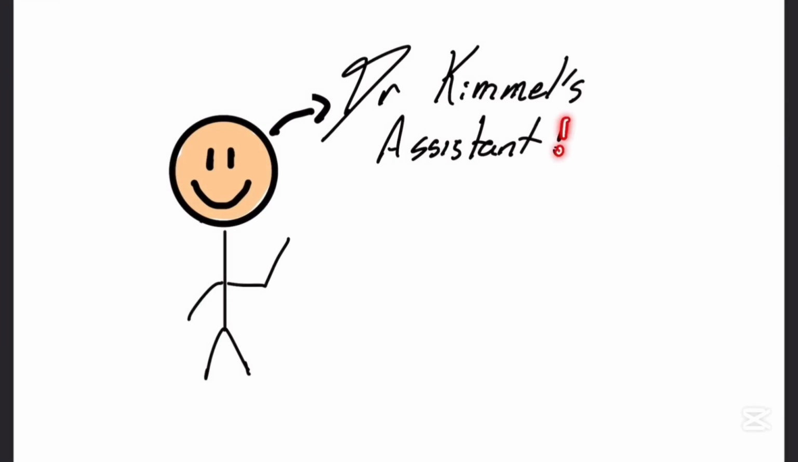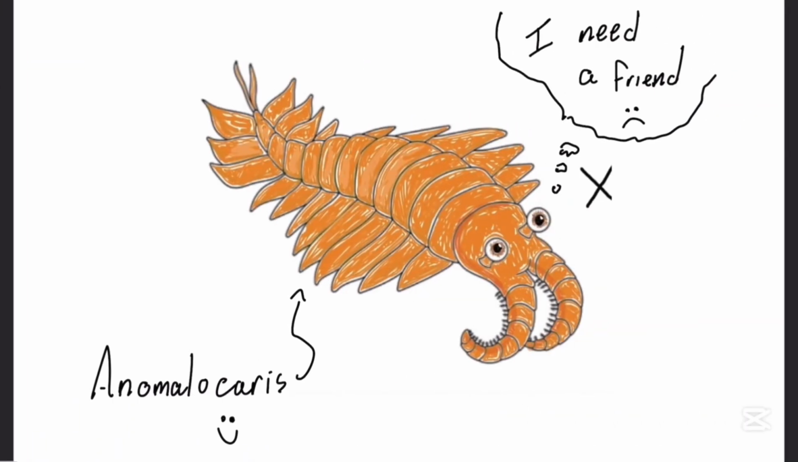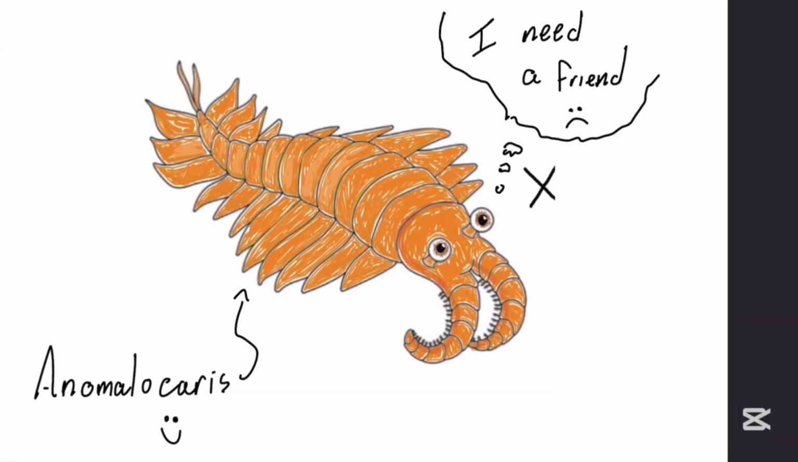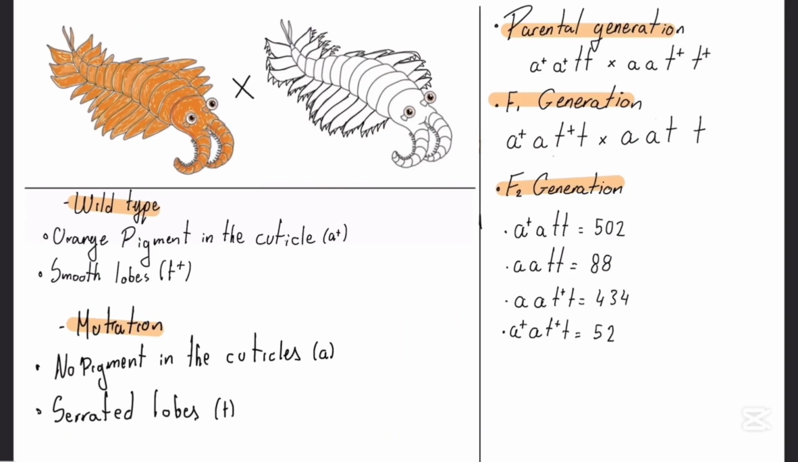Hey, I'm Dr. Kimmel's assistant. We had an issue in our lab this morning when trying to replicate the Anomalocaris. Something went wrong while cloning their genetic information, and we have realized there is a mutation among the specimens that we cloned. Dr. Kimmel suspects that these two mutant traits are linked, so you are here to help us analyze these two traits using 2-point test crosses.